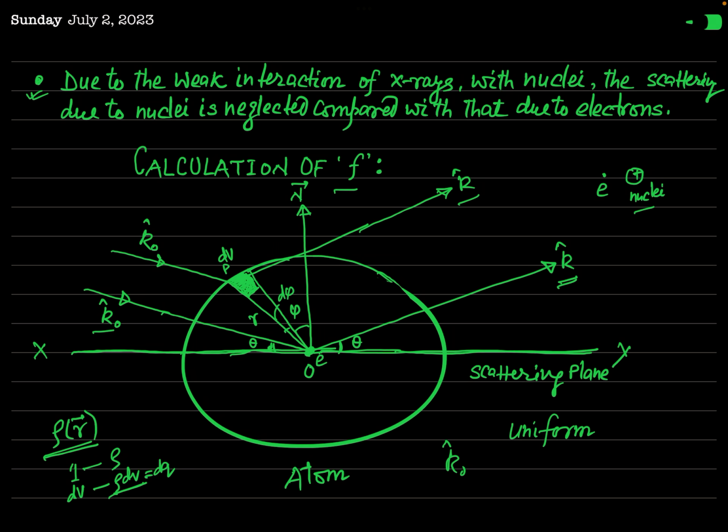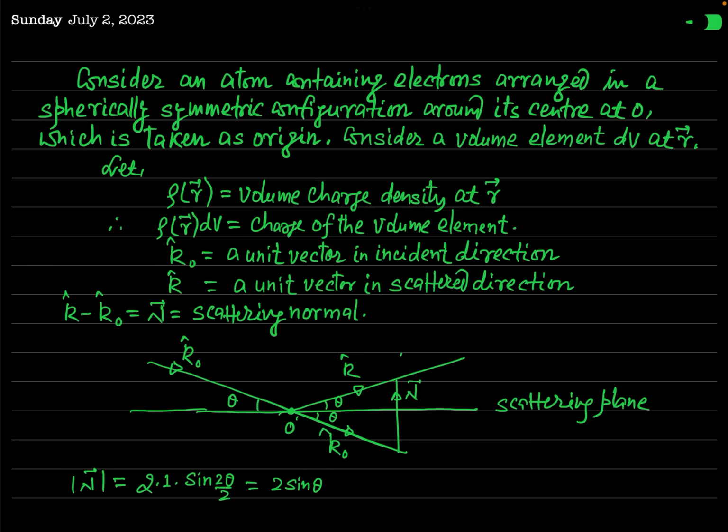Now, when the X-rays get scattered, then I have taken a vector n which is called a scattering normal vector, and definitely you have an idea of this scattering normal vector because you have studied it when we studied the Laue equation. Remember that, okay? And this n will simply be the difference of κ and κ₀. All these things I have mentioned here, you can see.